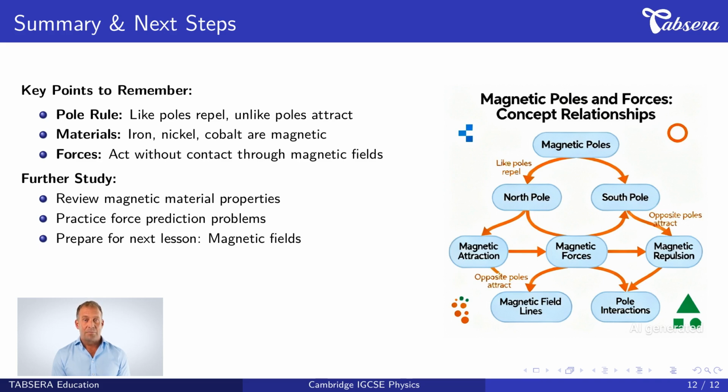Second, magnetic materials iron, nickel, and cobalt are strongly magnetic. These ferromagnetic materials are attracted to permanent magnets and can become temporarily magnetized themselves. Steel, containing iron, is also magnetic. Third, magnetic forces act without physical contact through invisible magnetic fields. This demonstrates action at a distance, with force strength decreasing as distance increases.